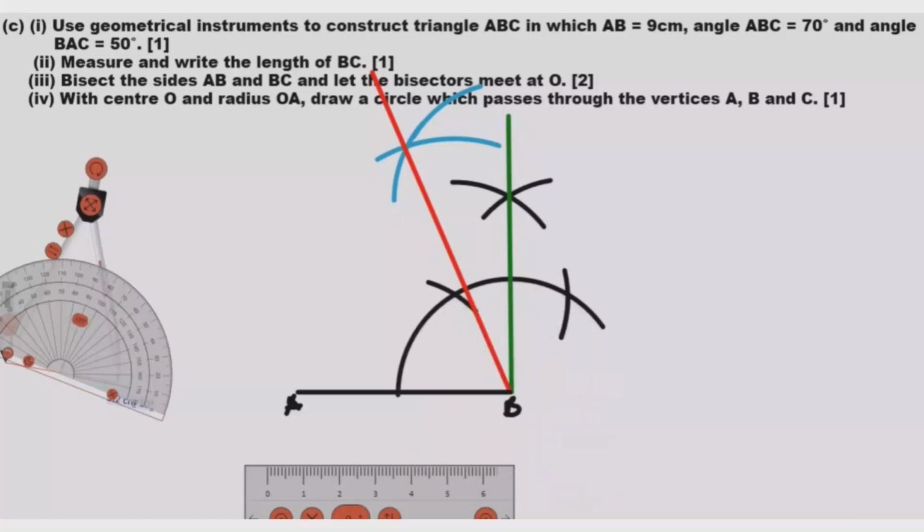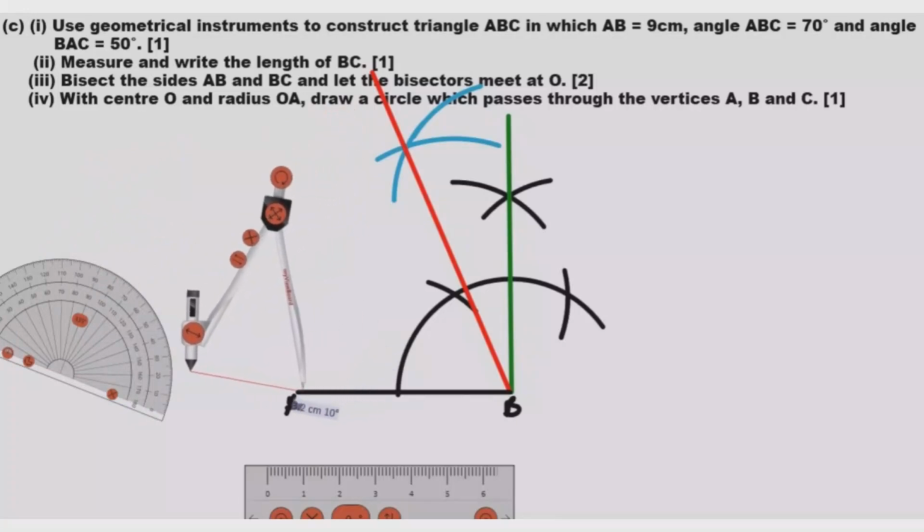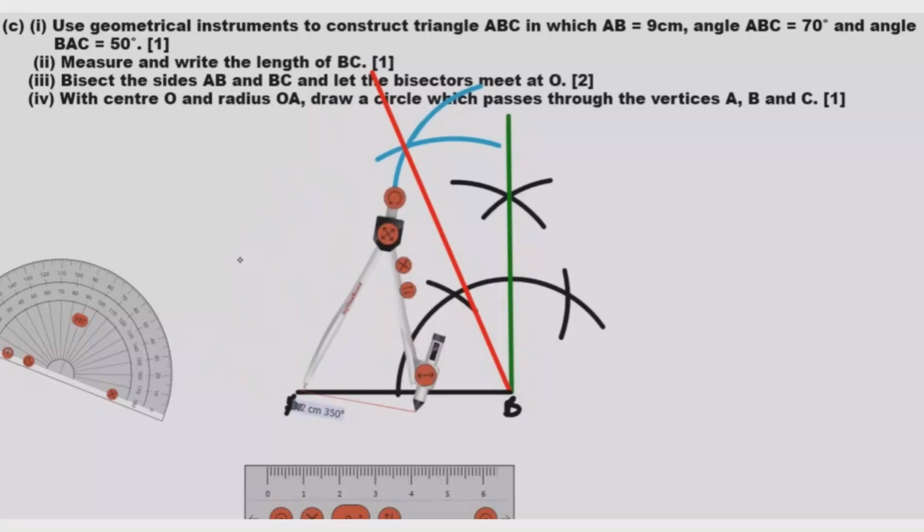Okay, once we have drawn that, we can go to the second point, which is asking us to draw angle BAC, which is 50 degrees. Okay, so how do we draw a 50-degree angle? So we are going to get the compass.